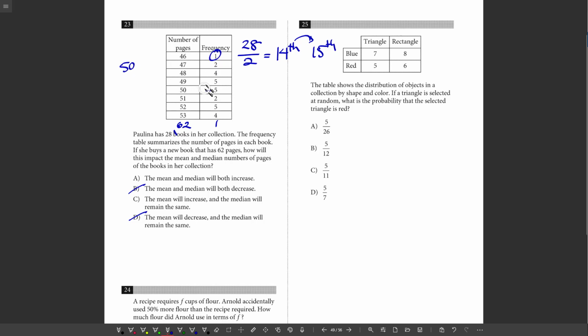Now, if I add 62, I now have 29 books. And so if I divide 29 by 2, I get 14.5. So to find the median, I round that up. And so in this case, the median is now just the 15th number because I've added one number, and so I have an odd number of numbers. The middle number of 29 numbers is the 15th. And so again, I can count from the bottom until I get to the 15th. 1, 3, 7, 12, 17. So the 15th number, which we already found, is somewhere in here. And so the median is still 50. So the median's going to remain the same. That gets us choice C.